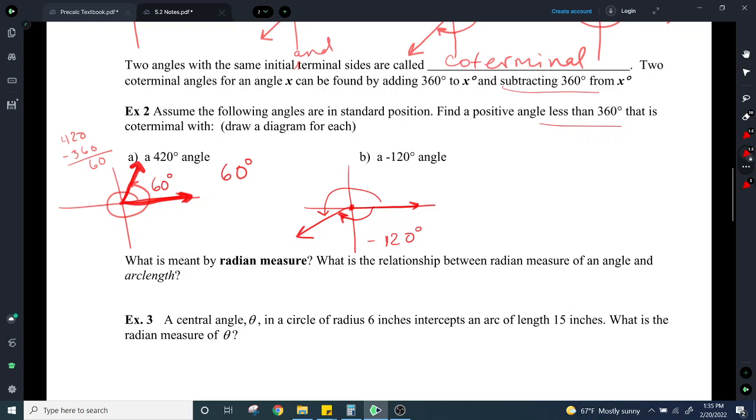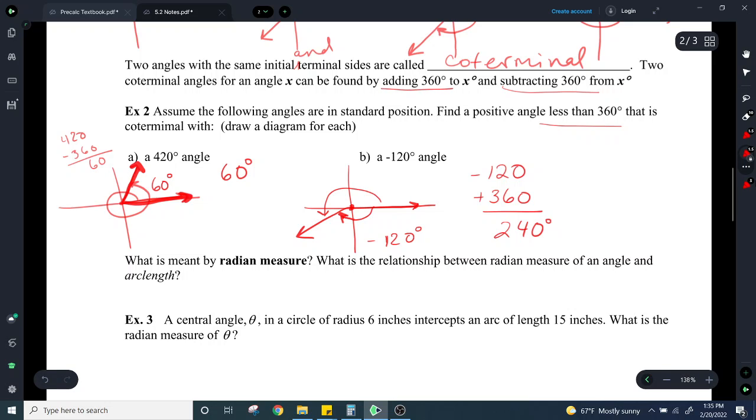Mathematically, how do I get that measurement? Well, we could do negative 120 plus 360, right? So let's see, 360 minus 120 is 240. What I literally did is I added 360 to the original angle, and I got 240, and that's the measure of this angle here, 240 degrees.